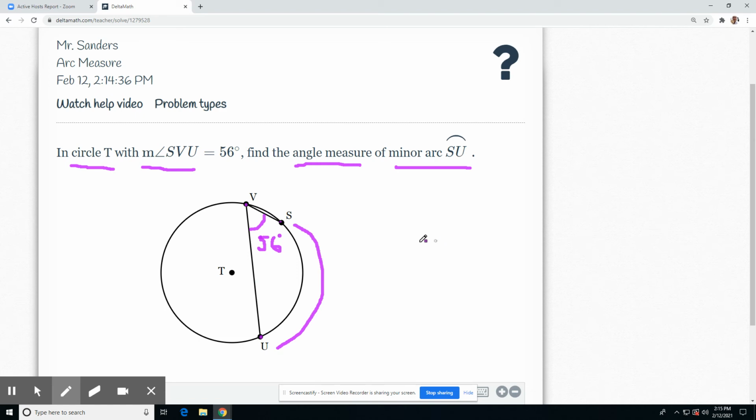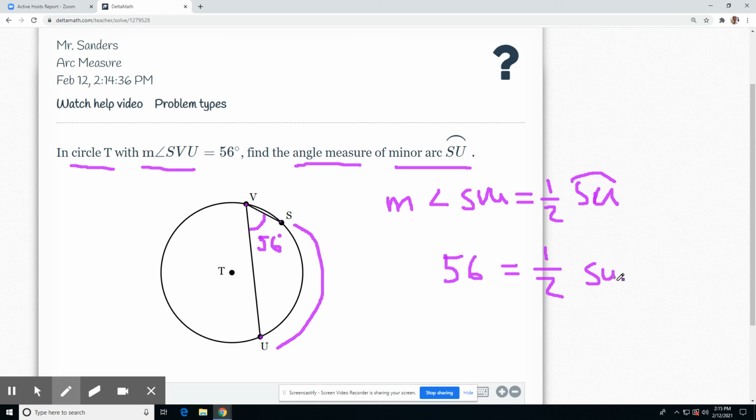To me, it's a little bit easier visually than it is to write out the formula. So the measure of angle SVU is going to be equal to, this measure right here is equal to, that would be half of this arc right here. So that arc is minor arc SU. So 56 is equal to 1/2 of the SU arc. And we already got the trick down, right? It's a multiply by 2. That's what I did last time. So how do I get rid of a divide by 2? I multiply by 2, do that to both sides. So that's 112 is equal to our SU arc.